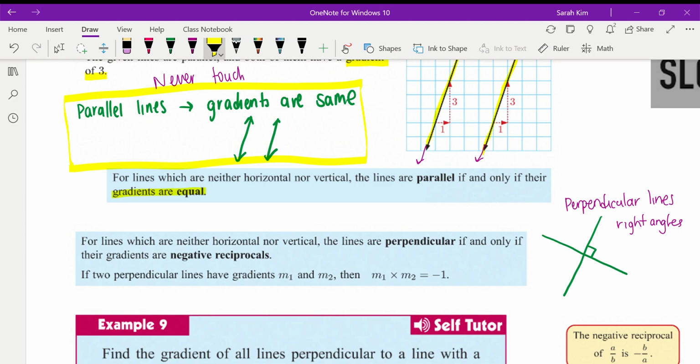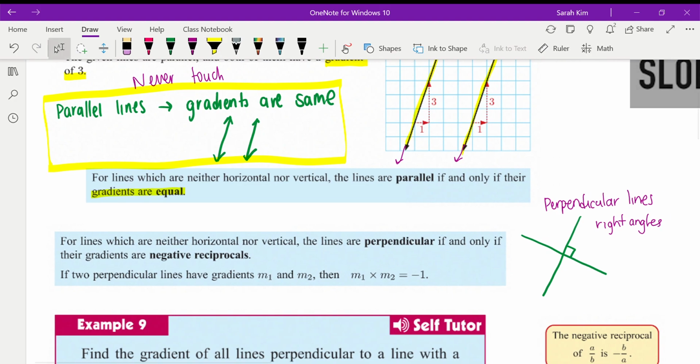But the gradients are not the same for perpendicular lines. What they are, though, is they are called negative reciprocals. So let's write that down. Write gradients are negative reciprocals. Now, I'll tell you what that means. Basically, if you have two perpendicular lines with gradients m1 and m2, when you multiply them together, it becomes -1. So gradient 1 times gradient 2 becomes -1.